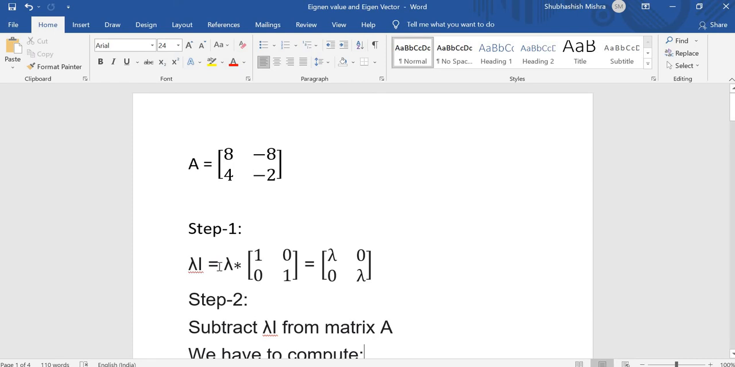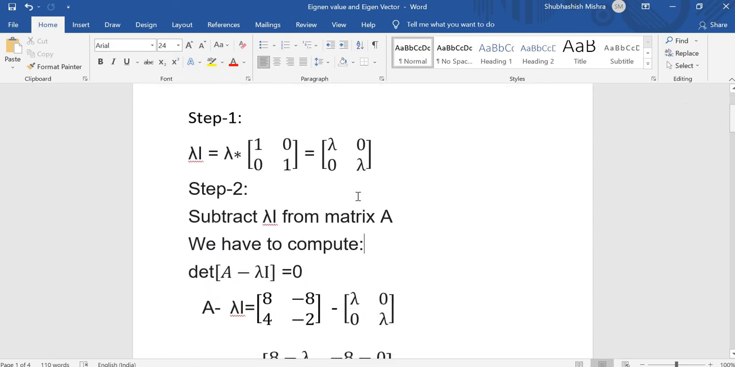Okay, so let's find out a simple way we can calculate the characteristic equation. First, lambda I. I is nothing but the identity matrix. So lambda into the identity matrix gives us lambda, 0, 0, lambda. Now let's subtract lambda I from the matrix A. The idea is we subtract it from the matrix A, then we find the determinant of the entire thing and set it equal to 0 as an equation.